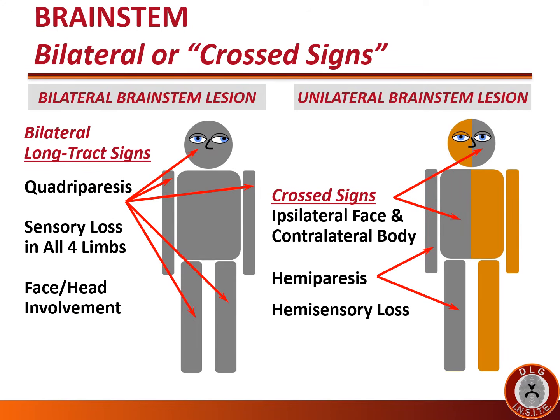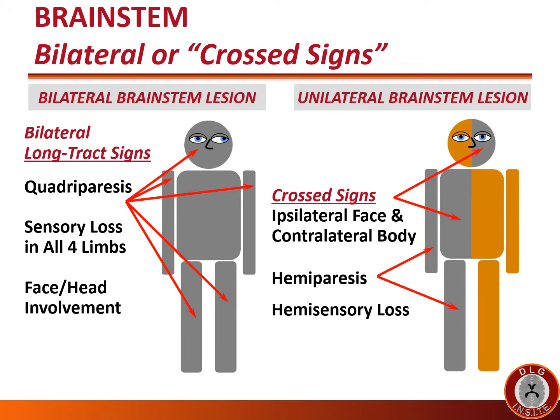This slide visually demonstrates the bilateral brainstem lesion and unilateral brainstem lesion findings regarding the long tracts. So on the left, the bilateral brainstem lesion gives you bilateral long tract signs. So you get quadriparesis, sensory loss on all four limbs, but also face and head involvement. Unlike, for example, a cervical spinal cord lesion, which would give you quadriparesis and sensory loss on all four limbs, but would not involve the face and head.